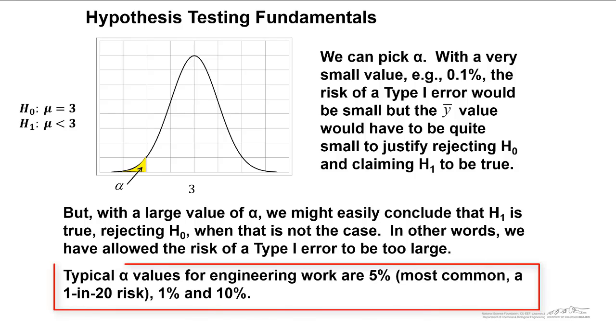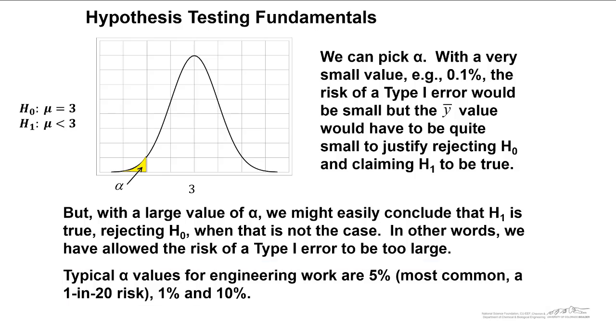In science and engineering, we typically use alpha of 0.05. That's the most common. It's a 1 in 20 risk. And sometimes you'll see 1% and 10% risk levels used.